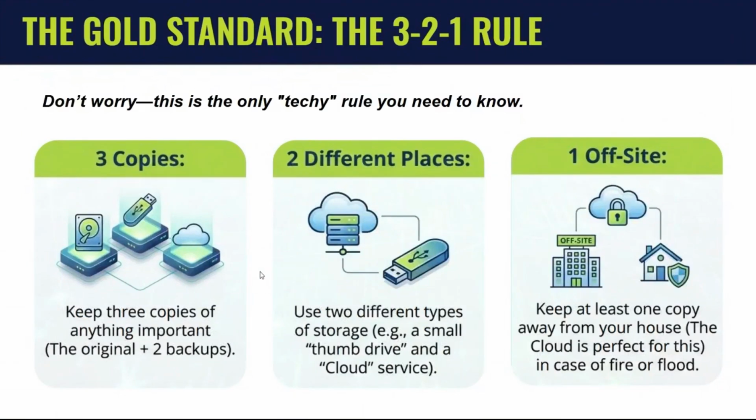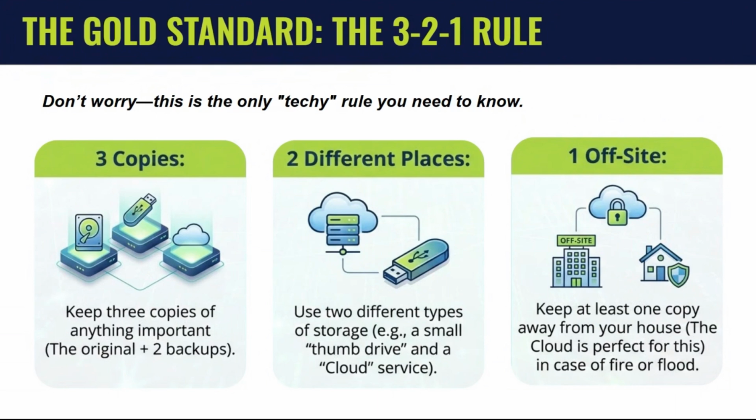The gold standard, the 3-2-1 rule. We call this the golden rule of backup because it's the simplest way to help you prevent losing everything if one of your backups fails. So, to make sure we're properly backed up, we always want to have 3 copies, the original plus 2 backups.